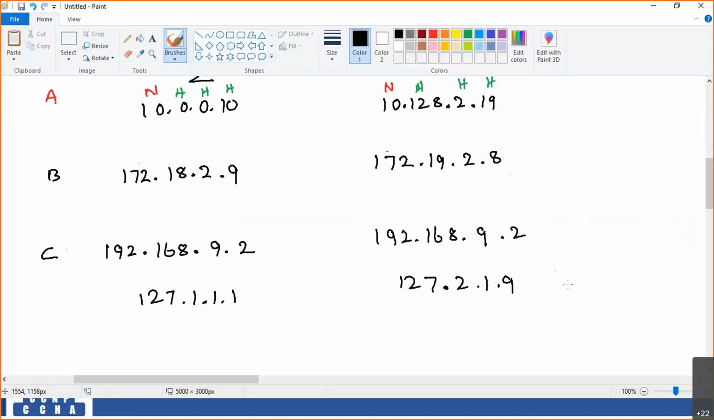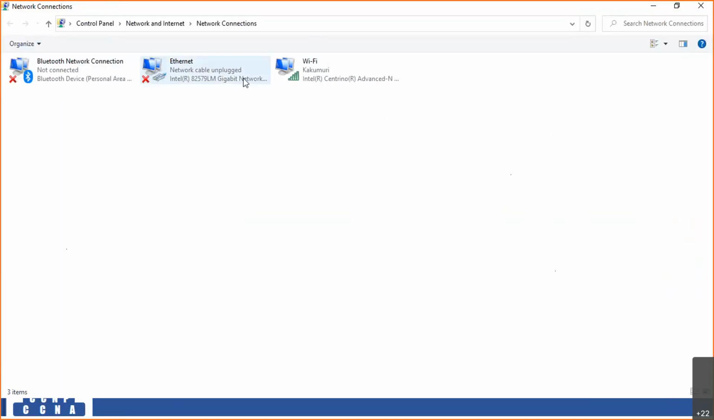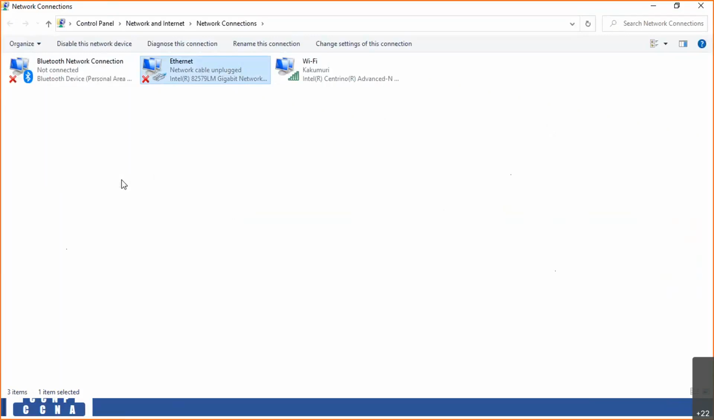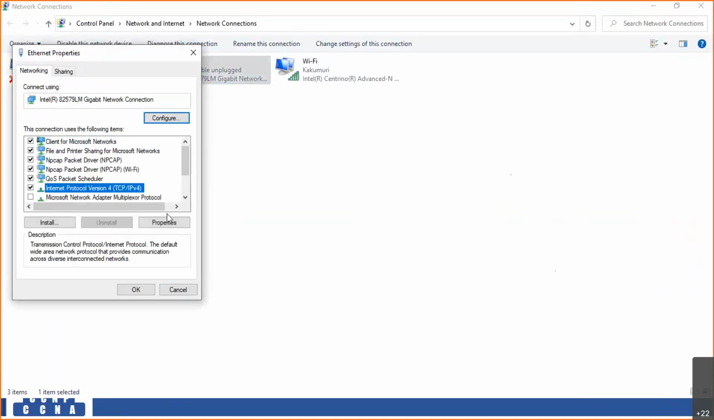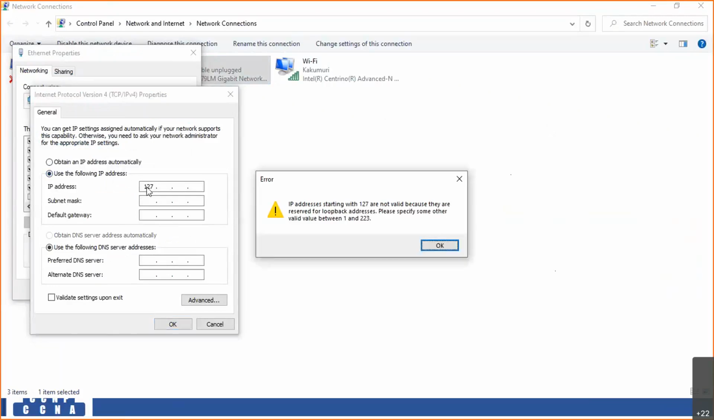Appreciate you. So 127, how can we use it? It is completely reserved for loopback, right? So we cannot use it. Let me try to use this 127 IP address. Right-click on your Ethernet adapter, go to Properties, click on IPv4 properties, and use the following IP address 127. We got an error: IP addresses starting with 127 are not valid because they are reserved for loopback addresses. Please specify some other valid value between 1 and 223. So we cannot use 127.